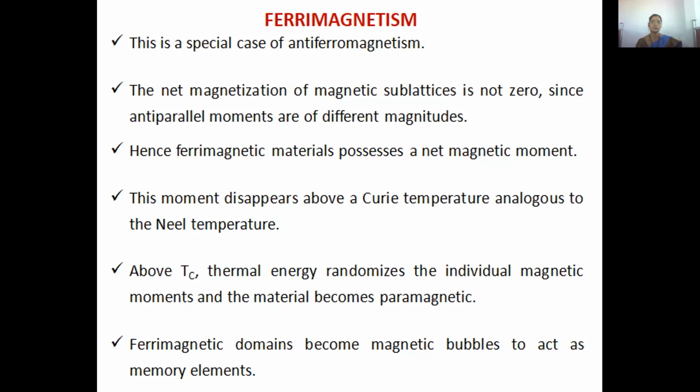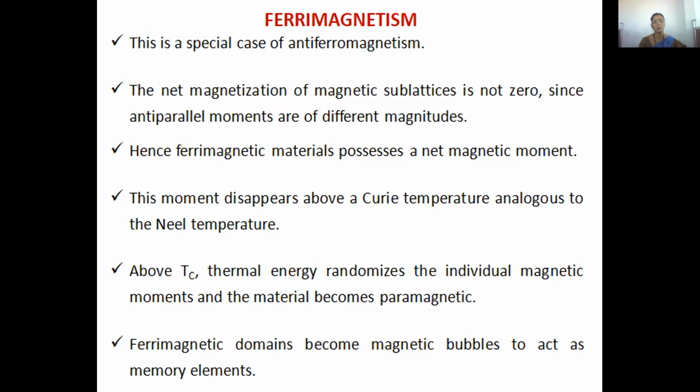Hence, ferrimagnetic materials possess a net magnetic moment. This moment disappears above a Curie temperature, analogous to the Néel temperature. Above TC, thermal energy randomizes the individual magnetic moments and the material becomes paramagnetic. So below TC, it behaves as a ferrimagnetic material.